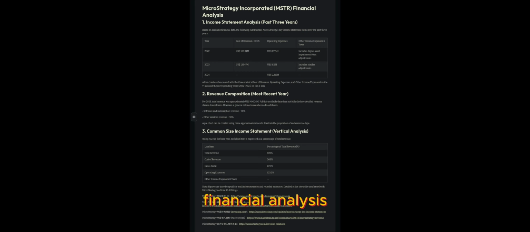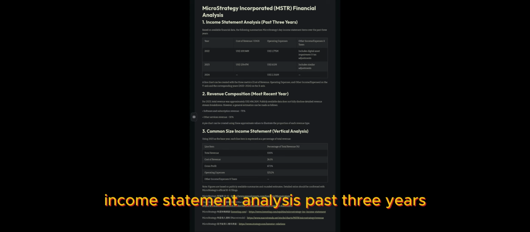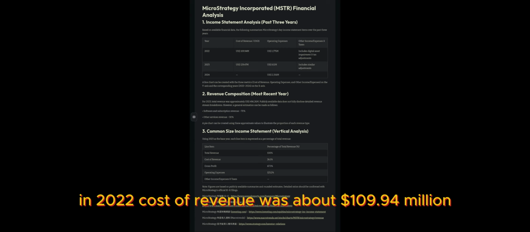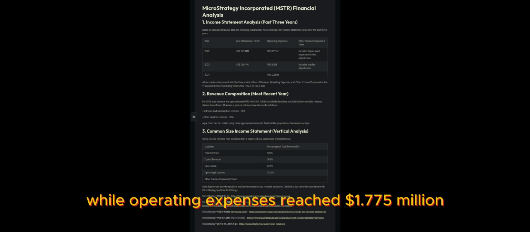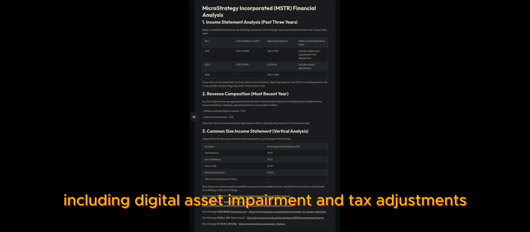MSTR financial analysis. Income statement analysis, past 3 years. In 2022, cost of revenue was about $109.94 million, while operating expenses reached $1.775 million, including digital asset impairment and tax adjustment.